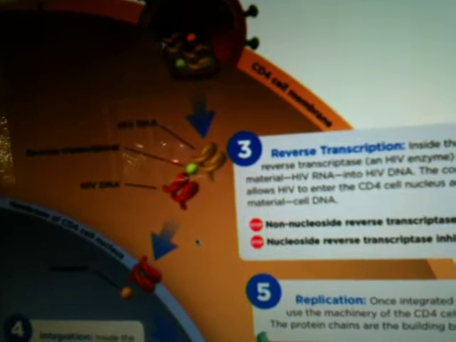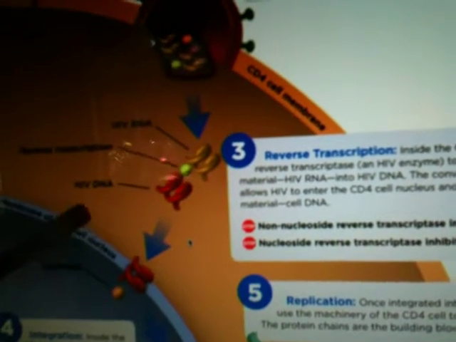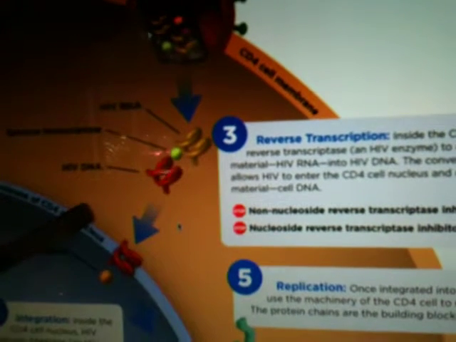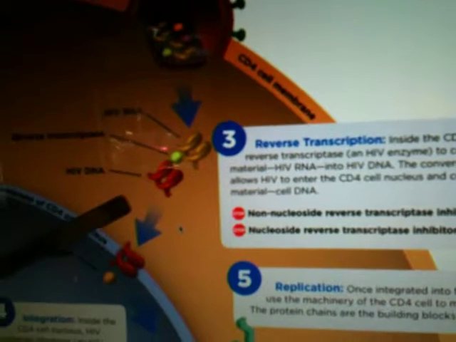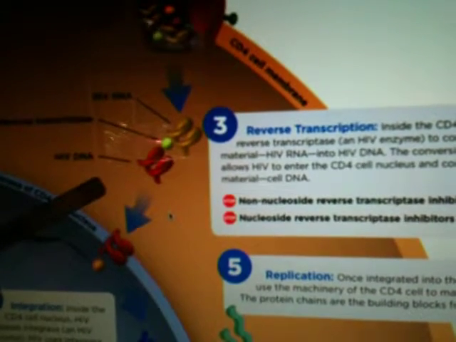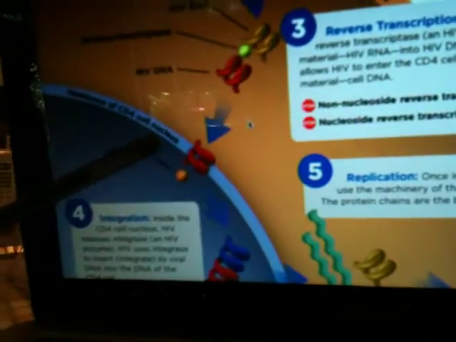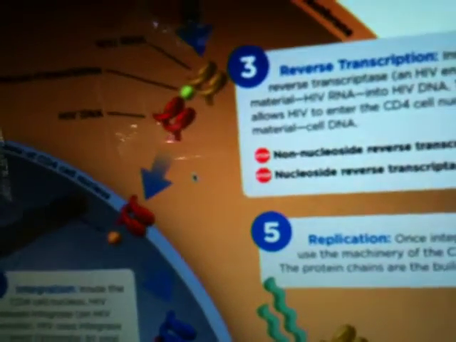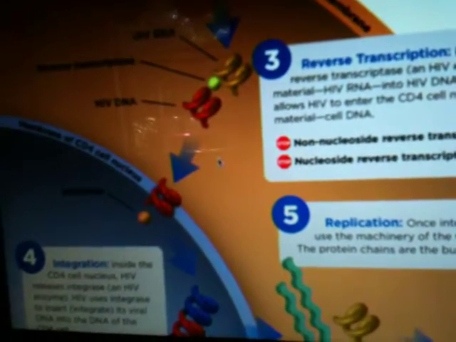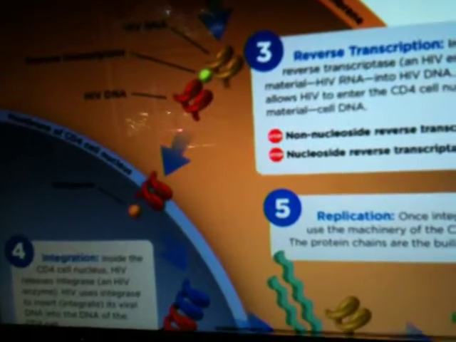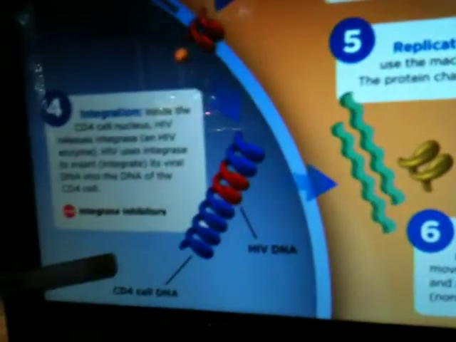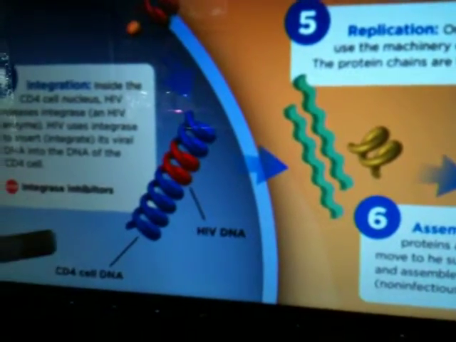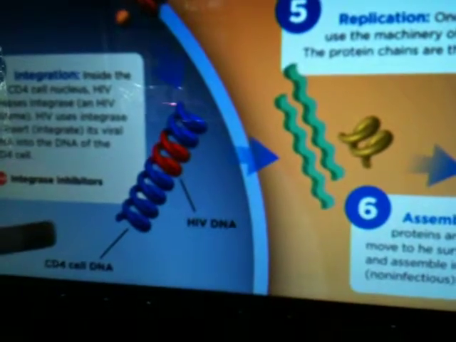Next is reverse transcription. Here, HIV that is already inside of the CD4 cell releases HIV enzyme and converts its genetic material, HIV RNA, into HIV DNA. Now HIV enters the CD4 cell nucleus and combines with the cell DNA. Integration stage. Here HIV releases enzyme and integrates its viral DNA into the DNA of the CD4 cell.